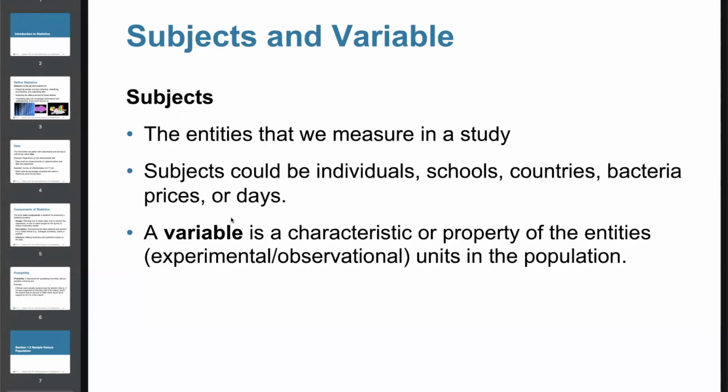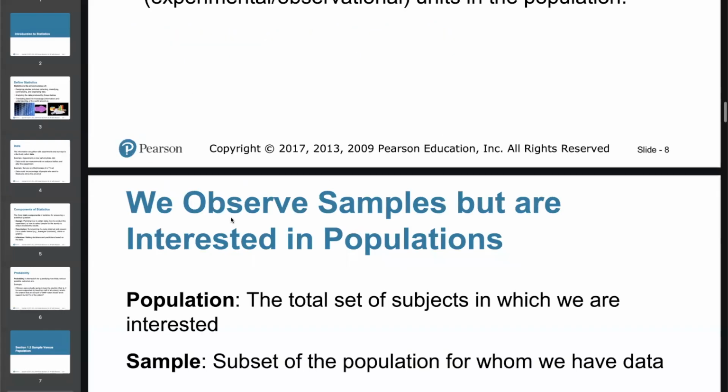The variable is a characteristic or property of the entity, experimental or observational unit in the population. For example, if we are interested in the height of the students in our class, in this case, our entity is the students. Our variable is the height of the student. So it's just, as you can see, one property or one characteristic of our entity, the height of the students in this example.